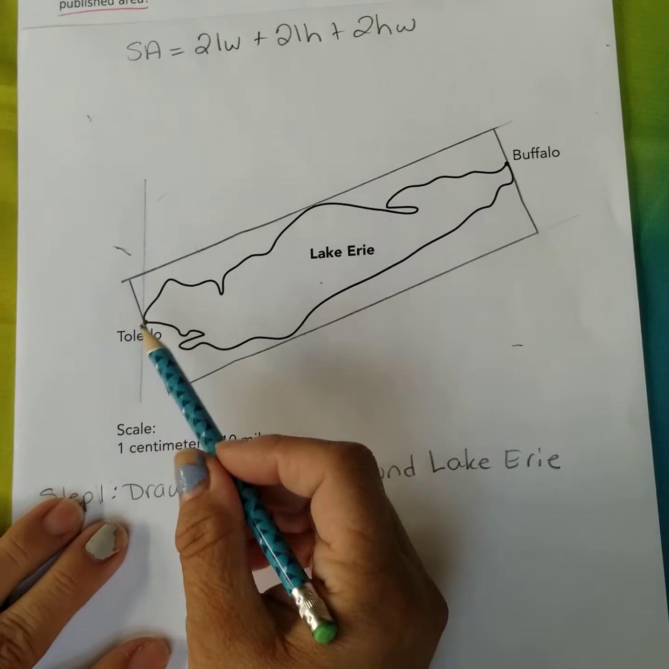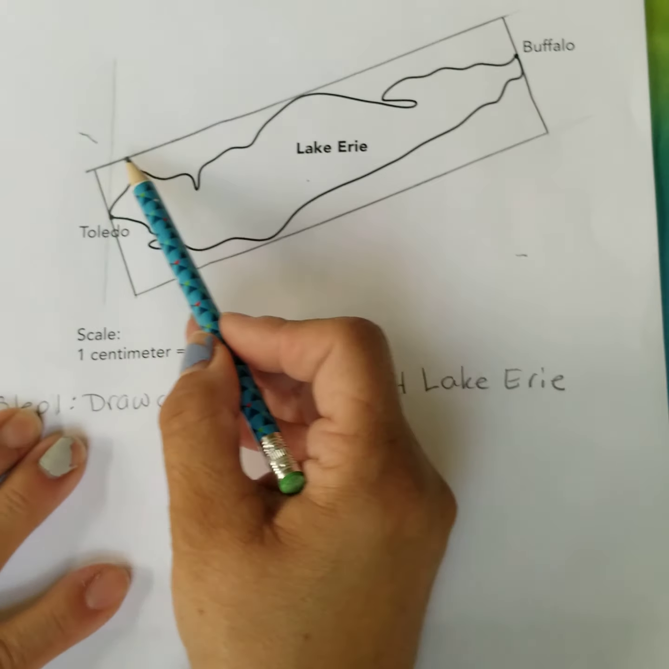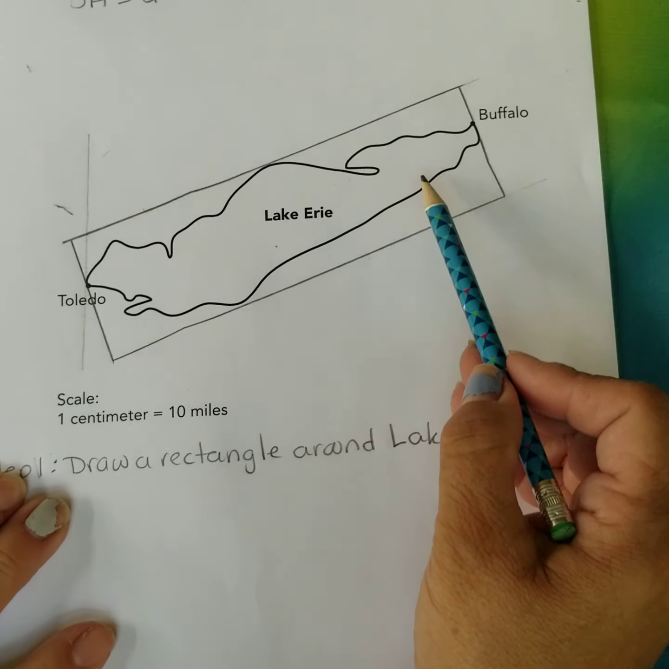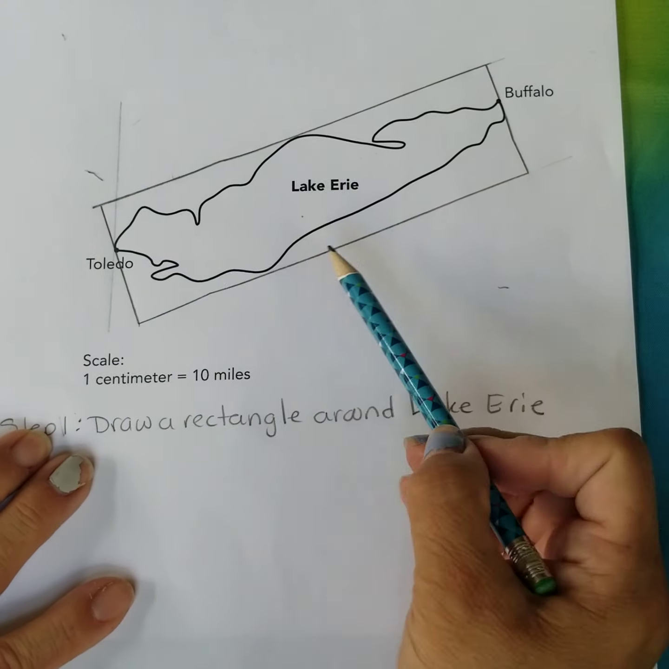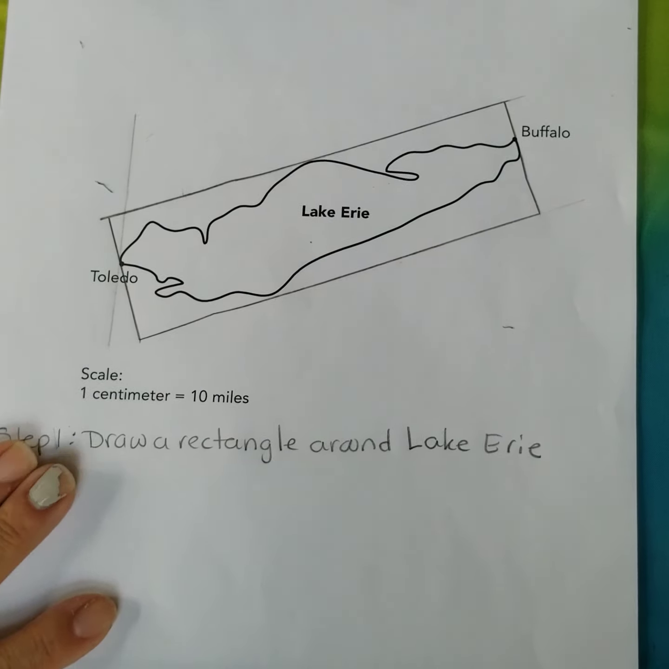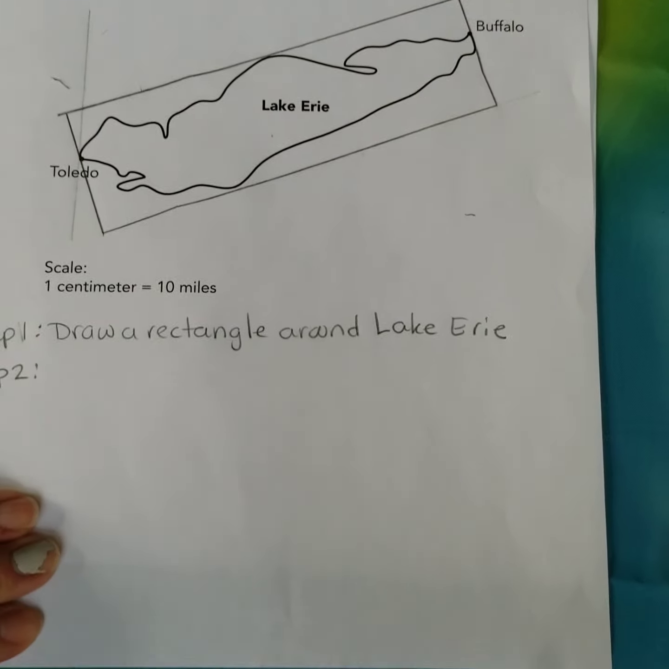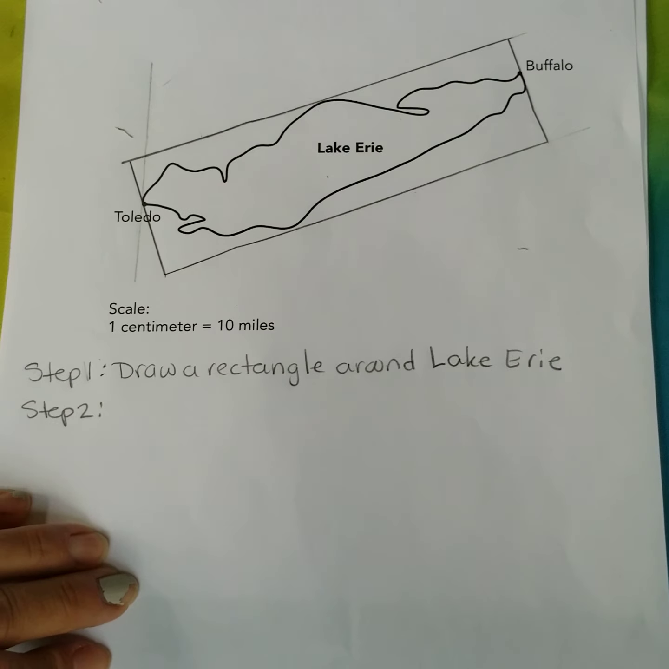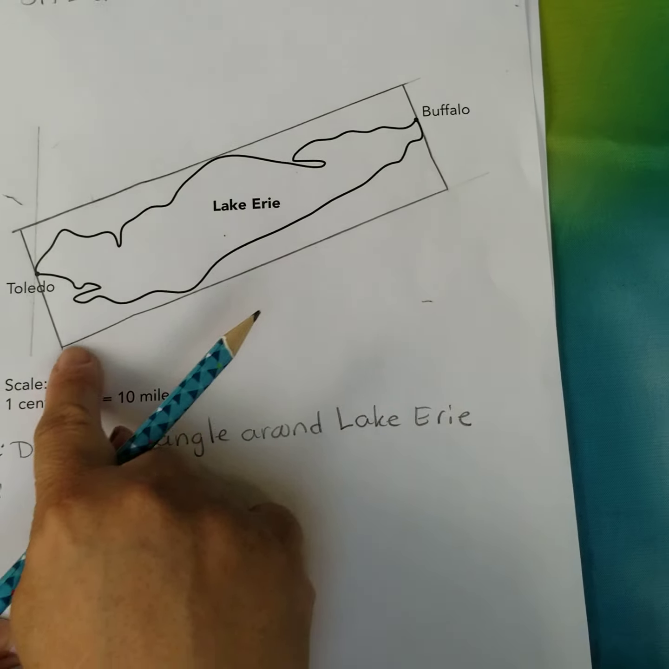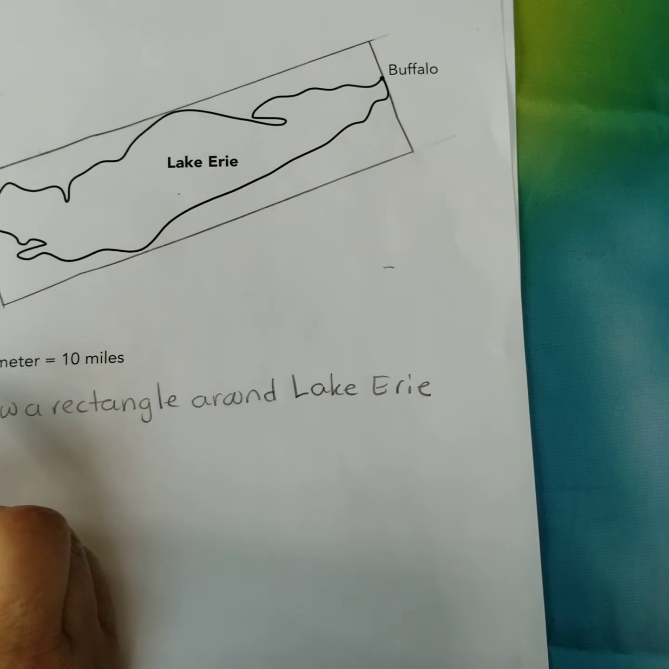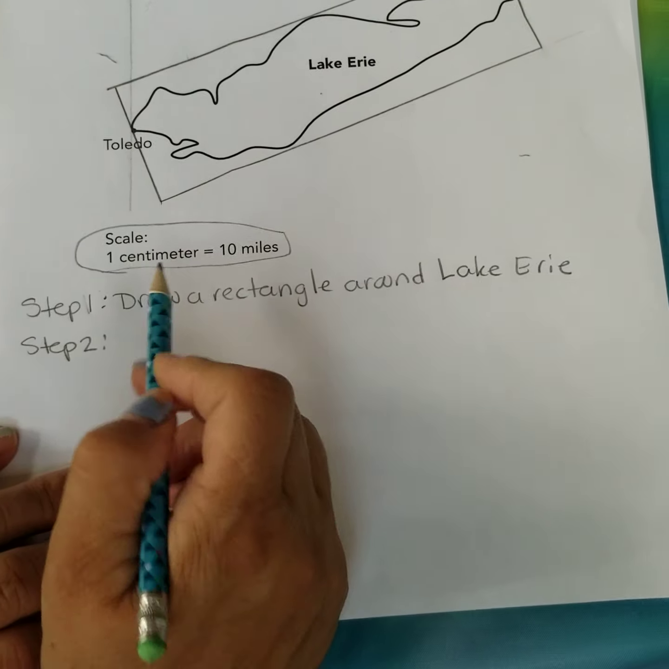So the first thing you want to do is take your lake and draw a rectangle around your lake and get it as close to the edges as you possibly can. That's step 1. Step 2 would be to mark off and measure your length and your width. Now they gave you a scale, so you're going to measure in centimeters.